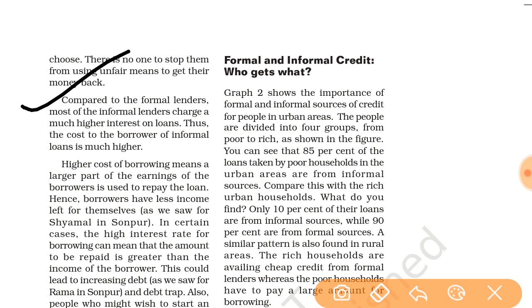That is why the cost of borrowing is higher. Suppose you are borrowing money from friends, relatives, or money lenders, then you have to pay more rate of interest, so your cost of borrowing is more. But if you borrow money from banks, then your rate of interest will be low, and your cost of borrowing will be less. Higher cost of borrowing means a larger part of the earnings of the borrower is used to repay the loan, and hence borrowers have less income left for themselves. Whatever income they are able to earn, from that they have to repay the loan with a high rate of interest, so only a small amount is left for them. That is why a larger part of earnings has to be repaid to where they are borrowing the money.